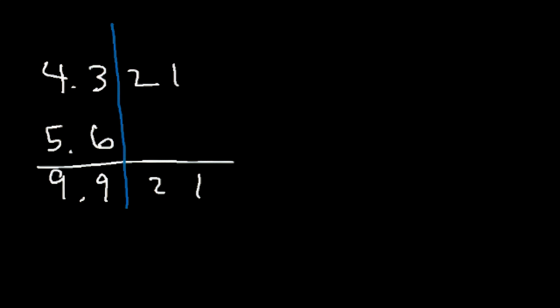So you need to round to the nearest tenths place. So we look at this number. Since it's less than 5, we're going to keep it down at 9. If it was greater than 5 or equal to 5, we would round it up to 10. So the answer for this example is 9.9.